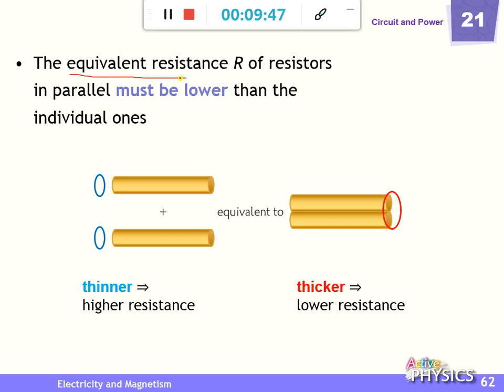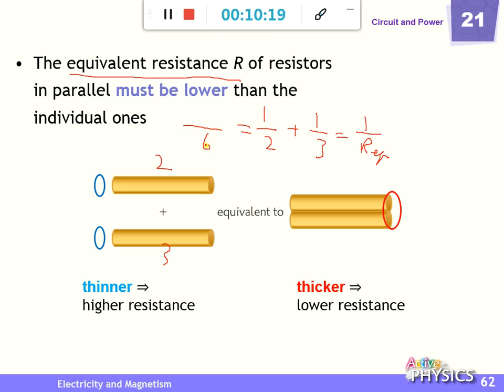And here will be a very important conclusion. The equivalent resistance R in a parallel circuit must be lower than the individual ones. This one is very important. For example, if this one is 2 and this one is 3, then what happens? Using the calculation, it should be inverse of 2 plus inverse of 3, which is the inverse of R equivalent. And then try to do the calculation.